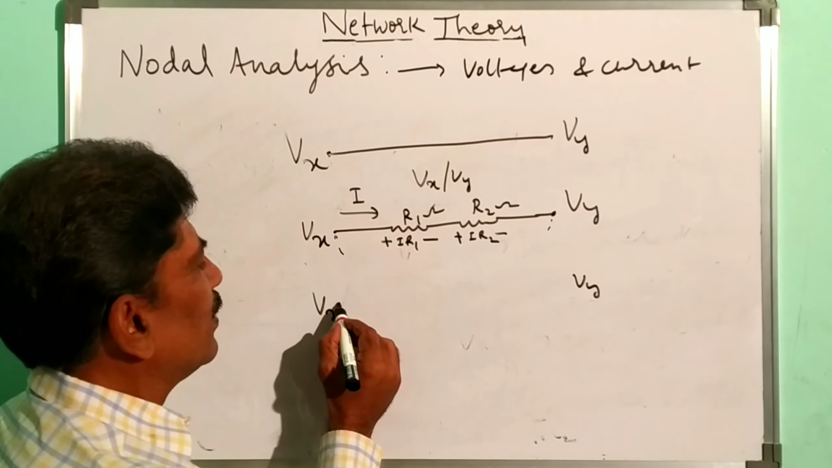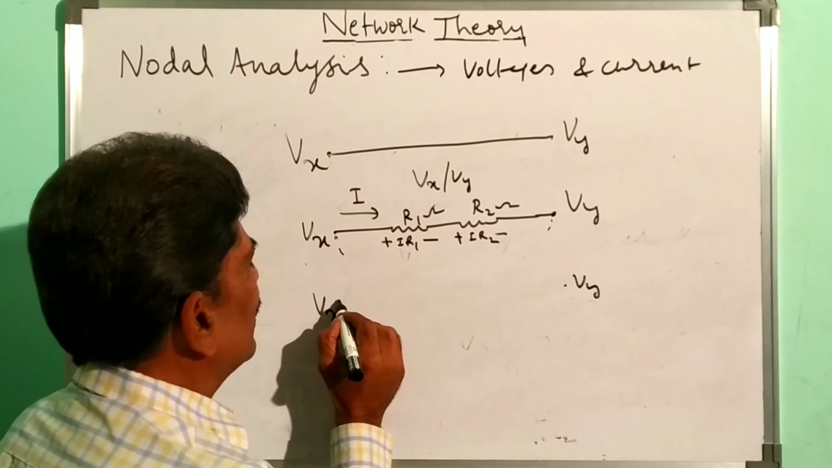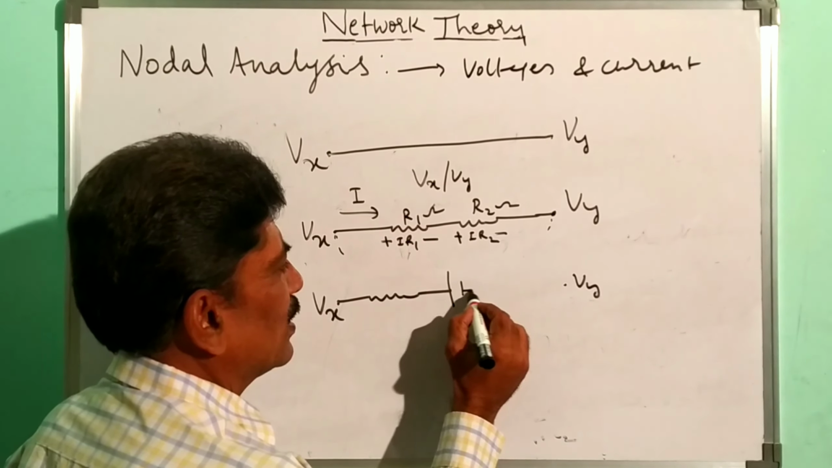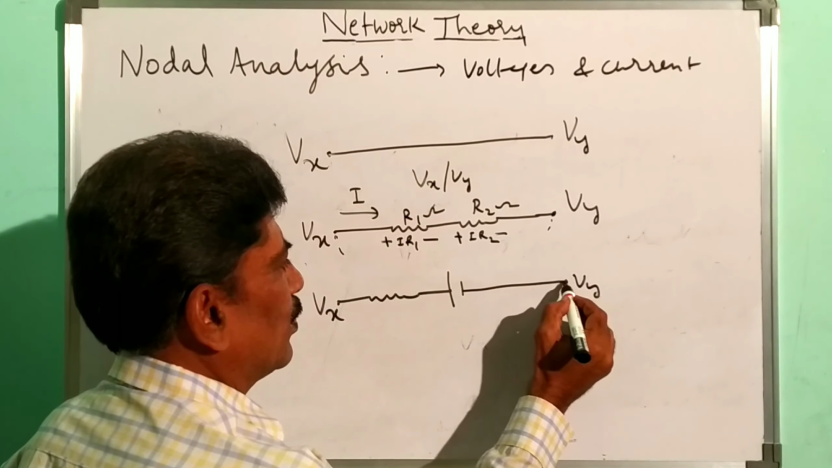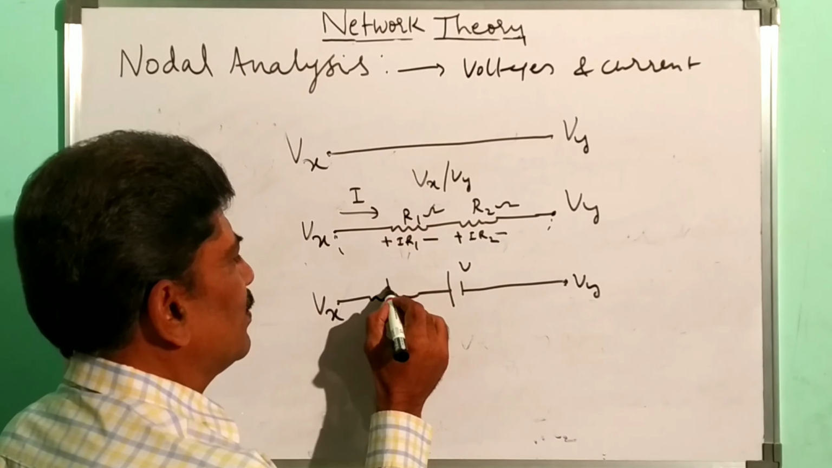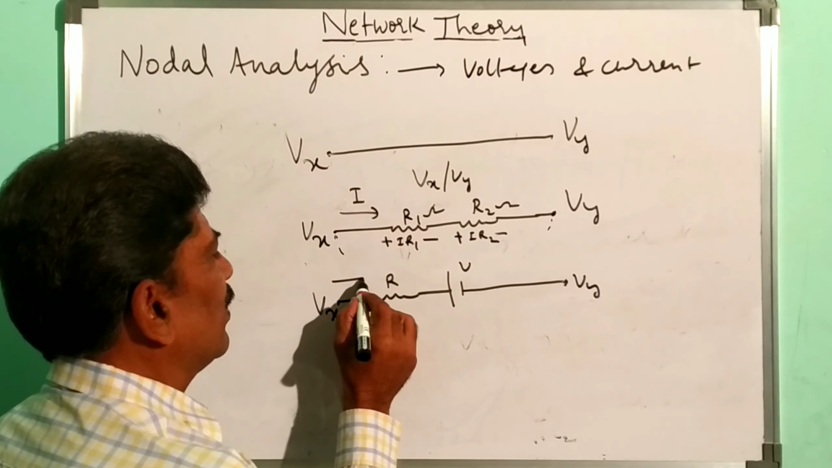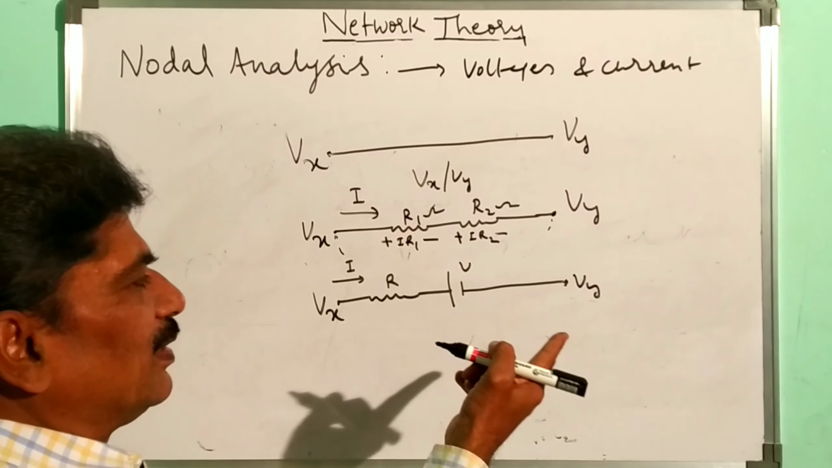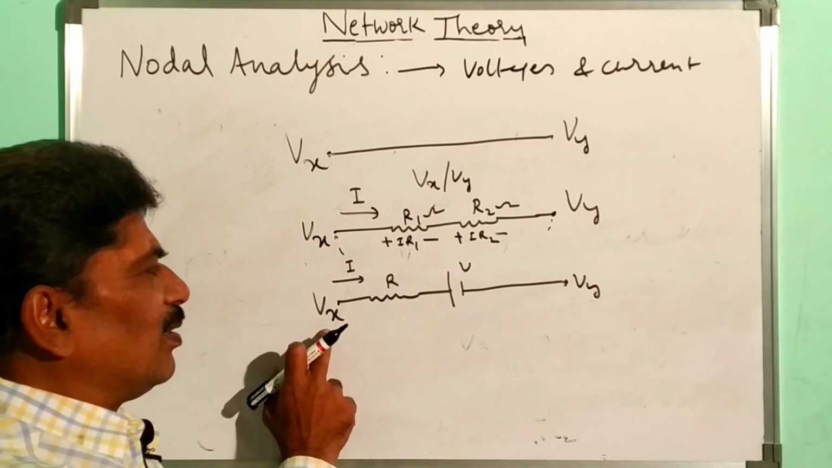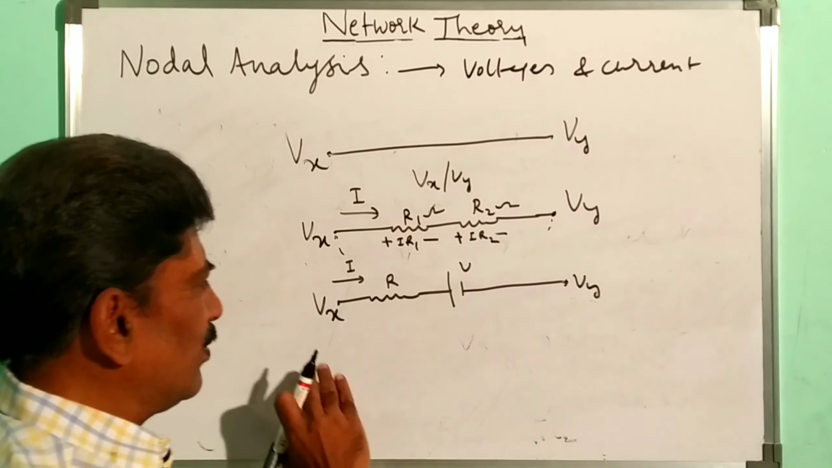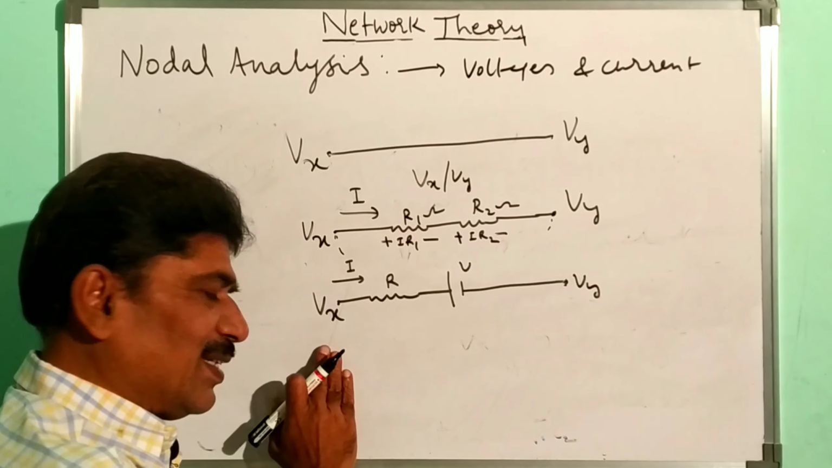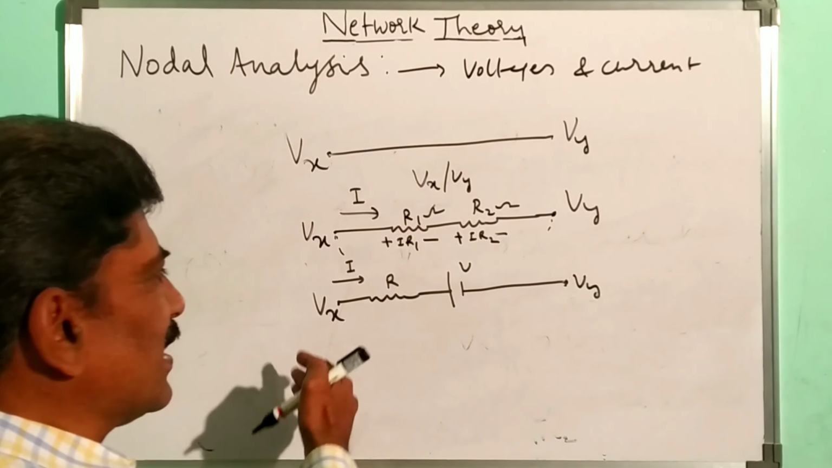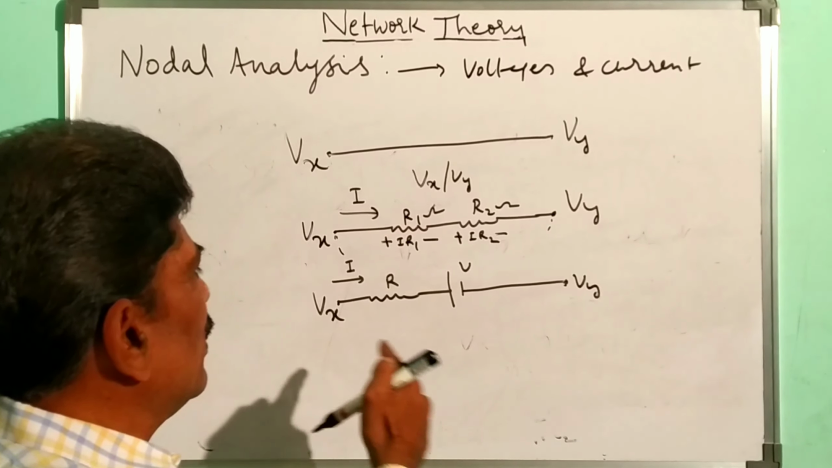So between Vx and Vy, a resistor is there and a voltage source is there. Let it be V and let this be R now. Then how to find out the value of I now? I is moving from Vx to Vy. So obviously Vx will be more than Vy. If we move from Vx to Vy, you assume that Vx is more than Vy. If we move from this end, Vy will be more than Vx. In that way, we will assume and proceed.